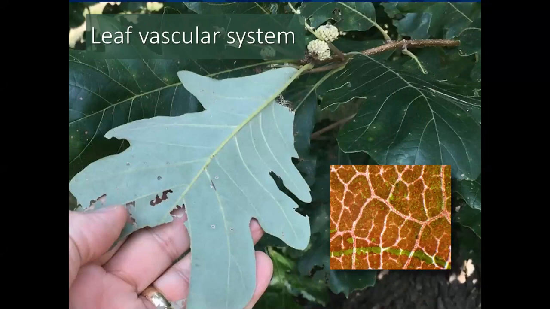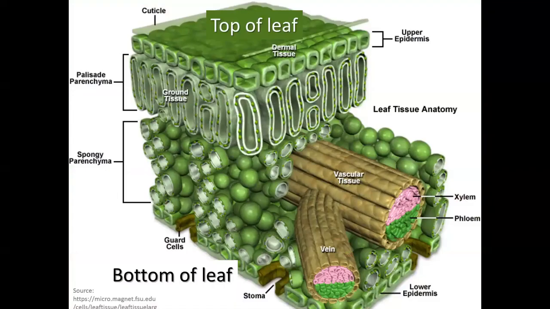Now, to understand the next attribute, we have to go back inside the leaf a little bit, and we're going to be talking about bundle scale scars, or bundle scars, and so we're going to go back and talk about the vascular system a little bit. In the leaf, of course, we all know that they have veins, a real complex system of veins, and I use this pretty cool chart someone did.